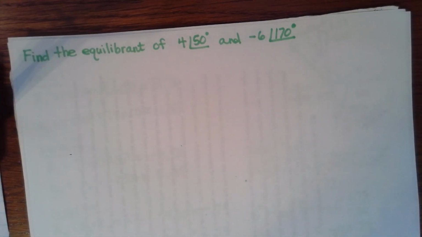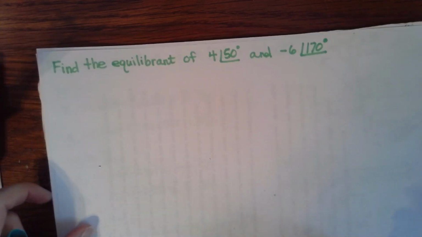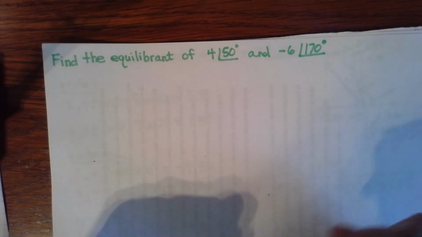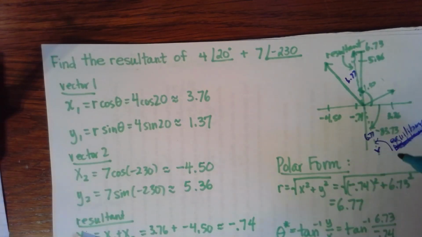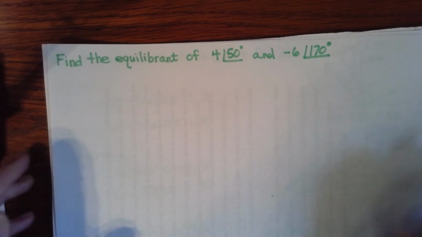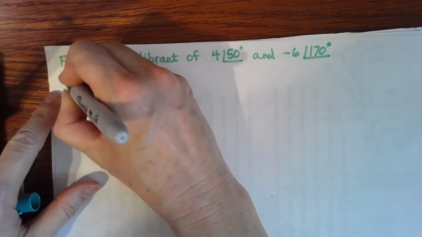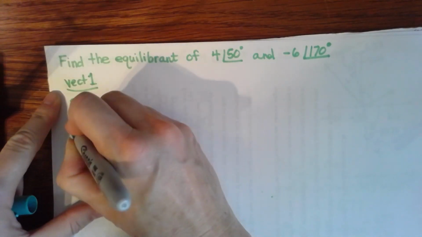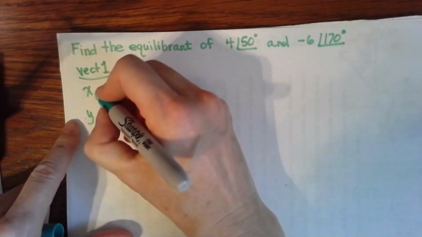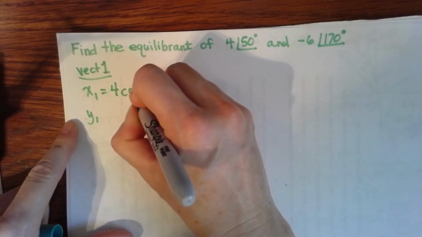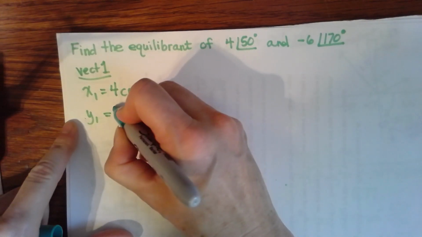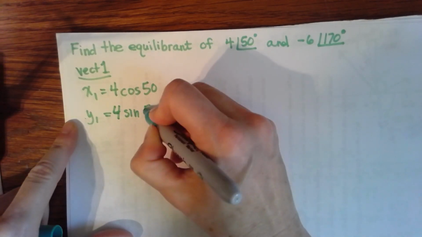let's do this problem. Okay, so in order to find the equilibrant, basically we have to find the resultant first, and then we know that the equilibrant is just 180 degrees away. Okay. So let's go through the process. Let's find vector 1. So we have our x1 and our y1. Our x1 is going to be 4 times the cosine of 50, and our y1 is going to be 4 times the sine of 50.